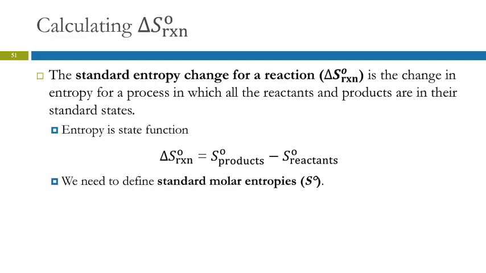So we can say that the standard entropy change for the reaction is equal to the standard entropy of the products minus the standard entropy of the reactants. The entropy of the products in their standard states minus the entropy of the reactants in their standard states. So then we need to define these things. What are these? We're going to call them standard molar entropies.